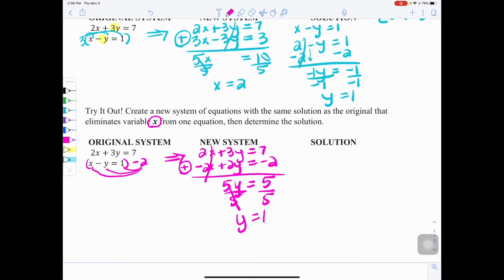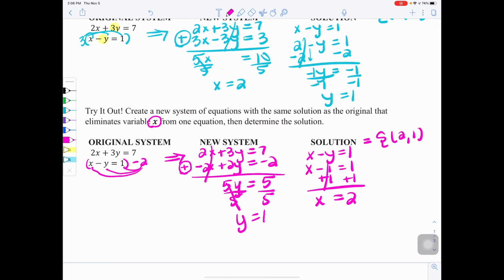So now I have to go back and find x. So x minus y equals 1. Remember, you can pick either equation. I already know y is a 1. So I'd add 1 to both sides, and x equals 2. So my solution is an x value of 2 and a y value of 1.